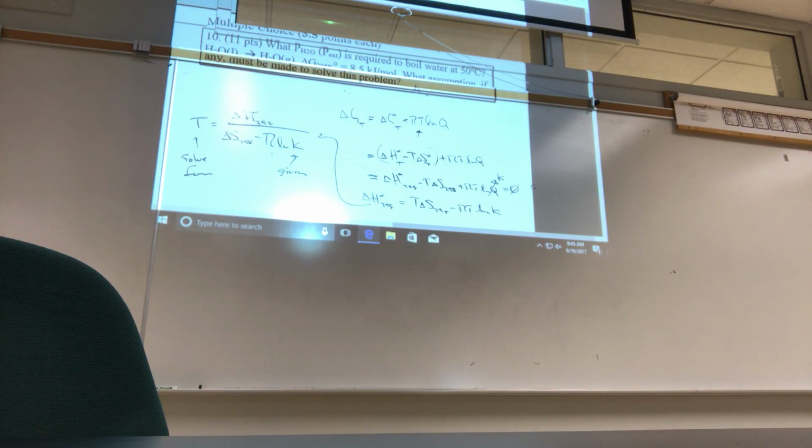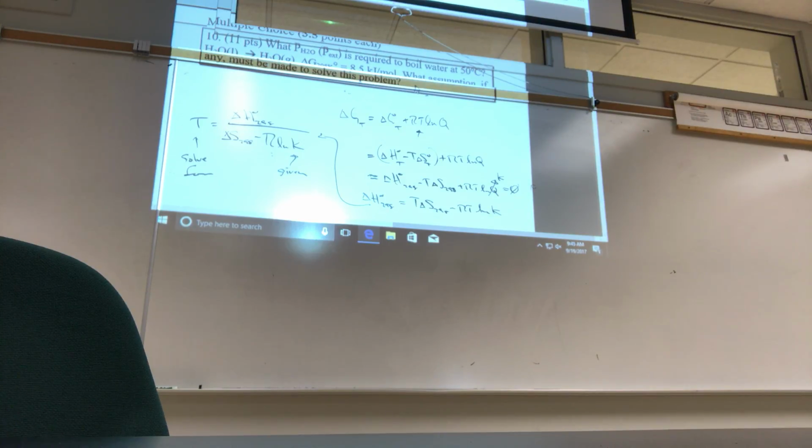Solving for K under standard conditions is easy. This is e to the minus delta G naught over RT. But solving for K under non-standard conditions is a bit more involved. And so if we solve for K under non-standard conditions, what does that equation look like?